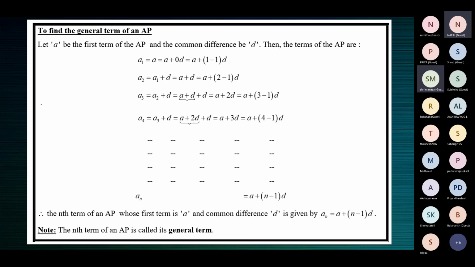After observing the pattern in A2, A3 and A4, we conclude that AN should be given by A plus (n minus 1) into D. So this is the conclusion. The nth term of an AP whose first term is A and common difference is D is given by AN equal to A plus (n minus 1) into D. The nth term is also called the general term of the AP.